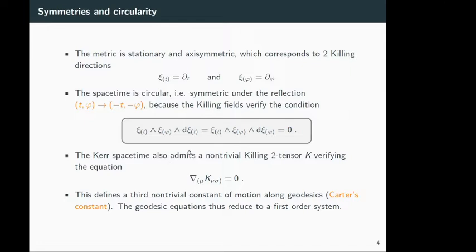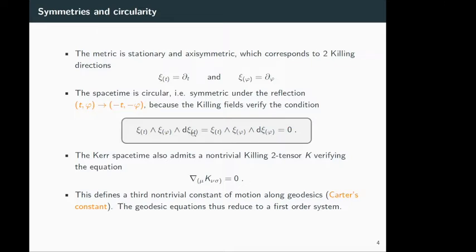Another very interesting thing about the Kerr spacetime is that it admits a non-trivial Killing tensor on top of the two Killing vectors, right? And I say non-trivial Killing tensor because a Killing tensor has to verify this generalization of the Killing equation, with the Levi-Civita connection. Of course, the metric itself is trivially a Killing tensor, all right? But for the Kerr metric, there exists another tensor which also verifies this equation.